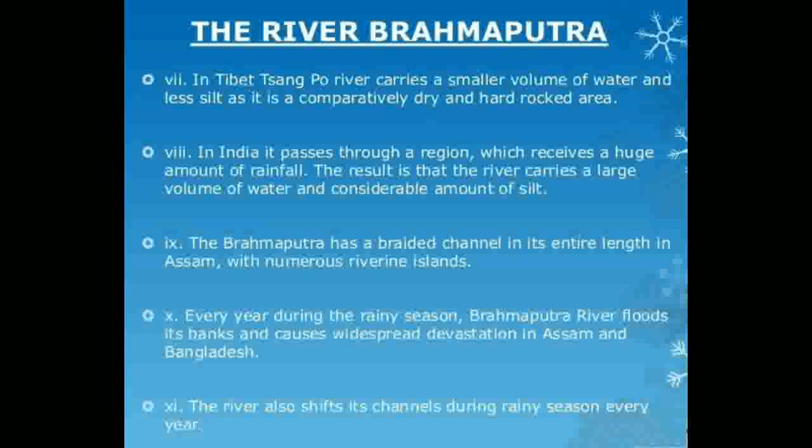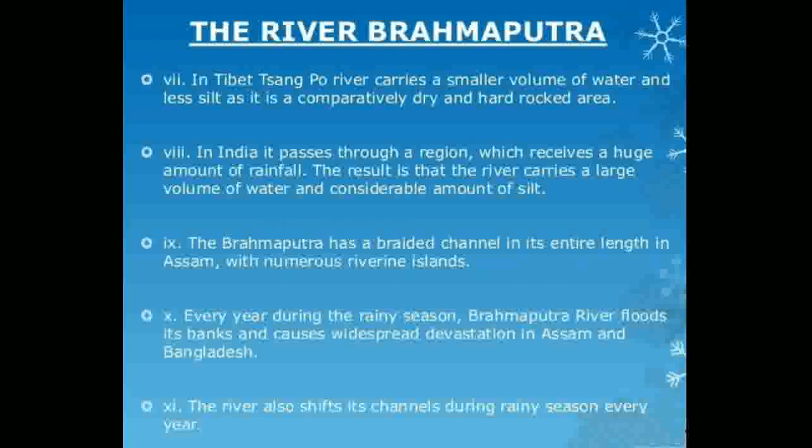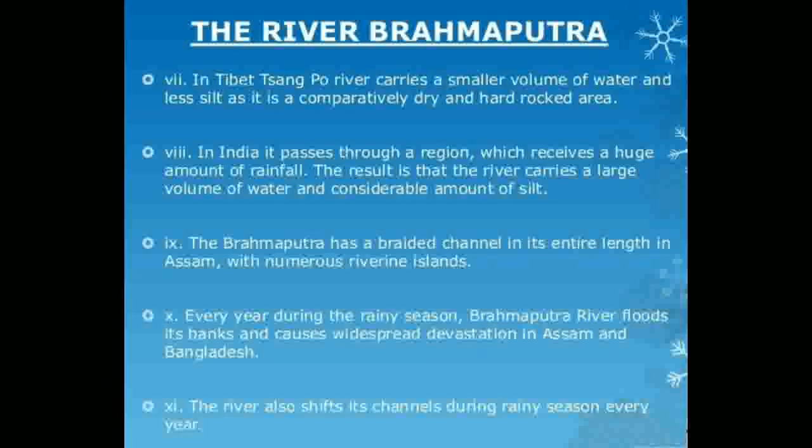The river Brahmaputra or the Sangpo does not have a sufficient volume of water in the Tibet region, because the region is relatively dry and it is a region of hard rocks. But once it enters Indian territory through the gorge, its volume of water increases because a number of tributaries join this river, and also the region does not have hard rock strata. That's why a considerable amount of silt erodes and becomes the load of the river.